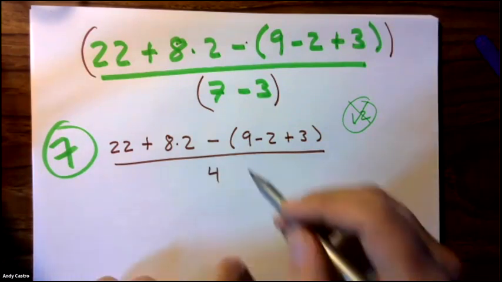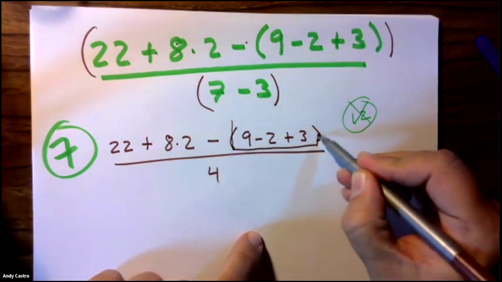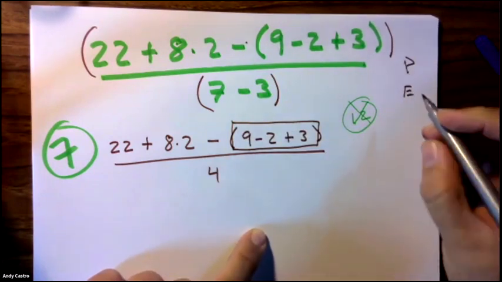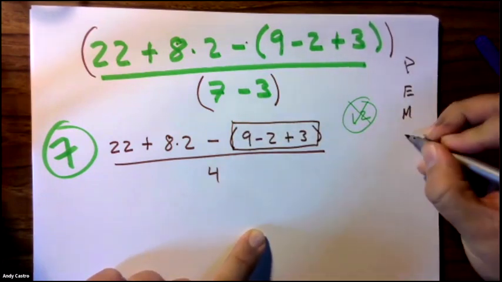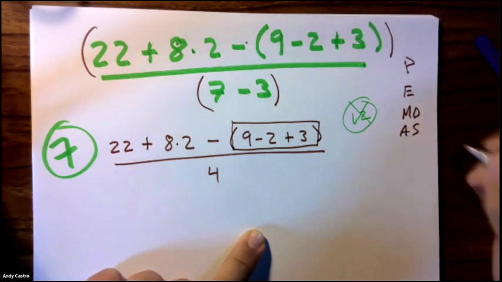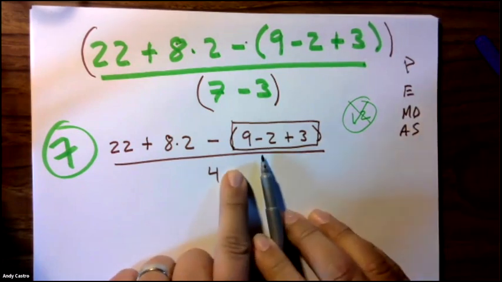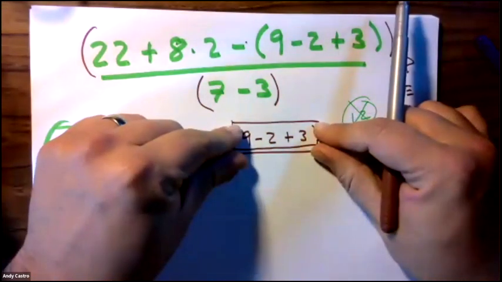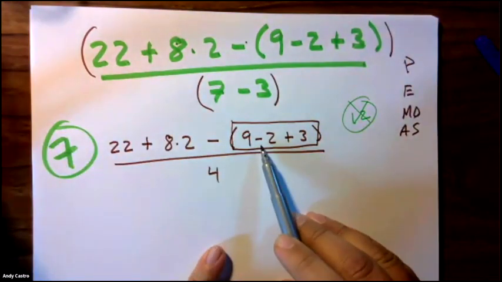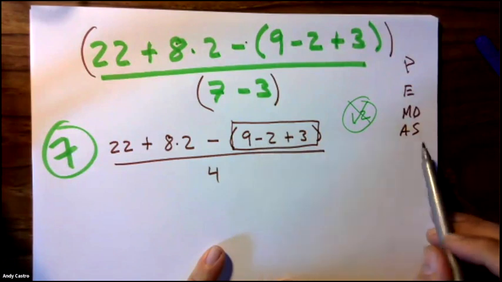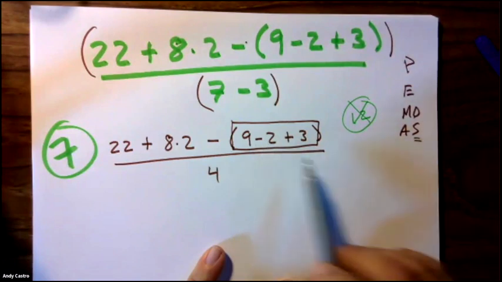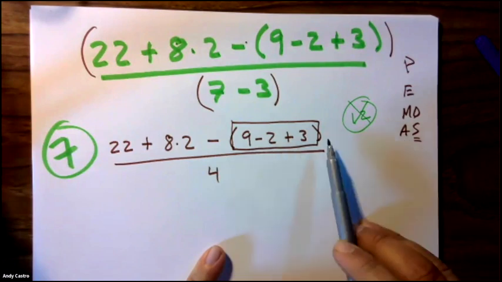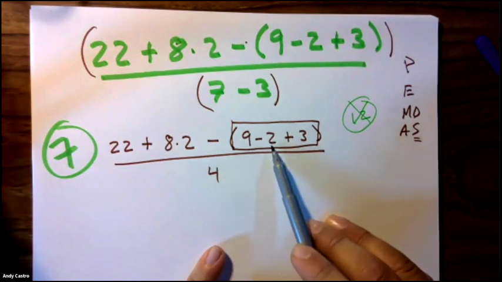Now I've got this parenthesis right here, so remember our order of operations. Here we're going to do 9 minus 2 plus 3 inside the parentheses. Even though we have subtraction first, we do that first because addition and subtraction go left to right. So 9 minus 2 is 7.